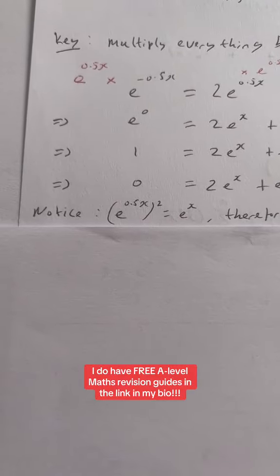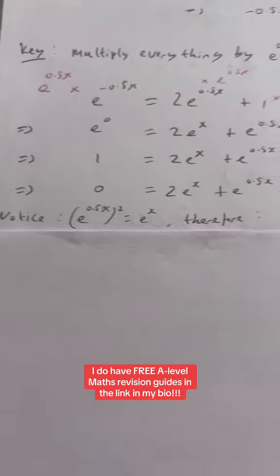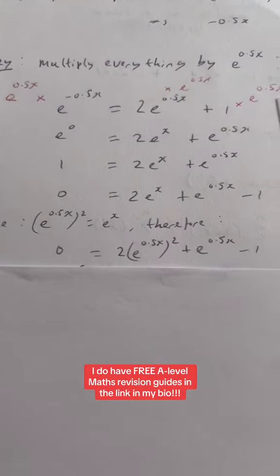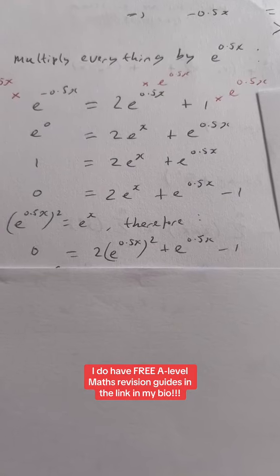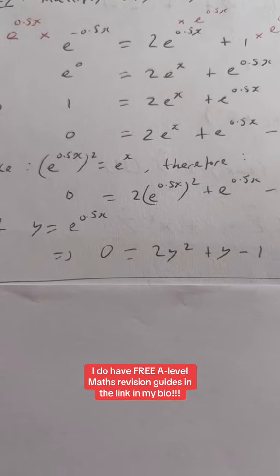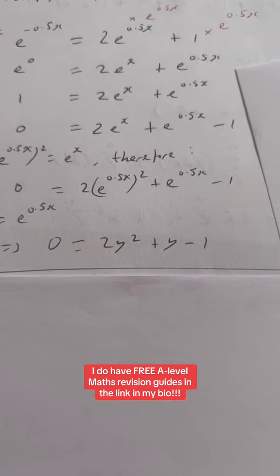Now I want you to notice how e to the x is exactly the same as e to the 0.5x all squared. Okay, just again some basic indices there. So actually let's write the equation like this, and notice how this looks really similar to a quadratic, right? So what you want to do is you want to say that y is equal to e to the 0.5x. I mean, you could choose any letter you like, a, b, c, z, right?